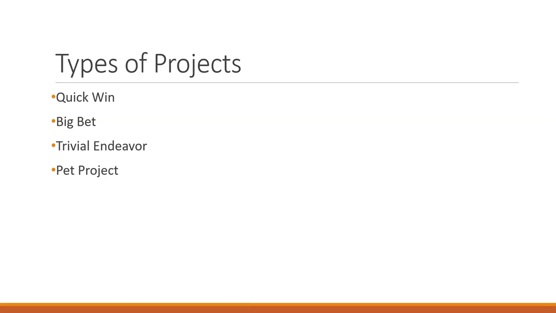And quick win is just a project with low to medium complexity with moderate to high impact that shows your skills as a project manager. So it's a short term project with really high impact that you can get in and do quickly. A big bet is a high complex project that's going to take a lot of time and give you high impact. These are far more complex projects than the quick win projects.